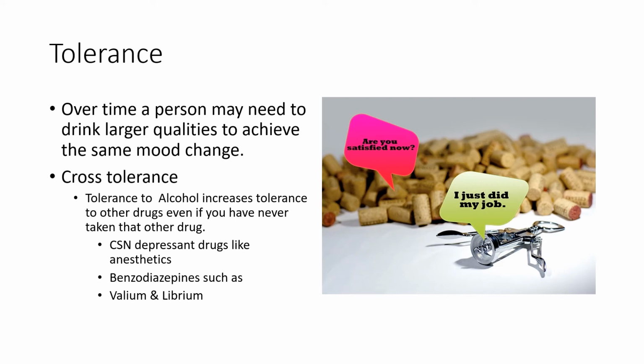Tolerance to alcohol from repeated drinking increases tolerance to other drugs, even if you have never taken the other drug before. It increases tolerance to central nervous system depressant drugs like anesthetics, and benzodiazepines such as Valium and Librium. So the chronic alcoholic gets in a car wreck, goes to the hospital, needs surgery, but because their body has built tolerance to alcohol, it also has tolerance to the anesthetics, and the anesthesiologist finds it difficult to put that person to sleep for the surgery without giving an almost lethal dose of the anesthetic. If you're going for surgery, it's recommended you not drink alcohol for at least a month beforehand.